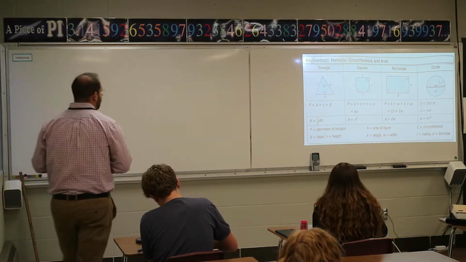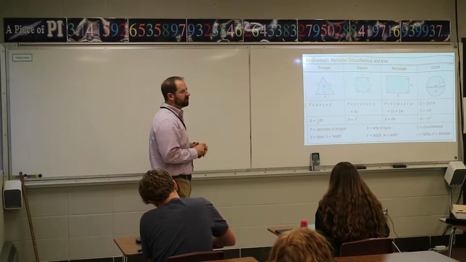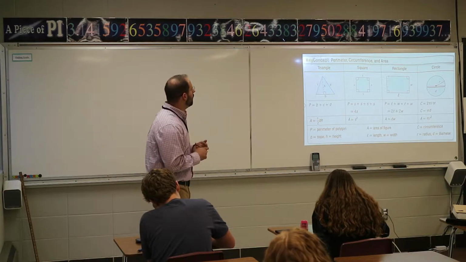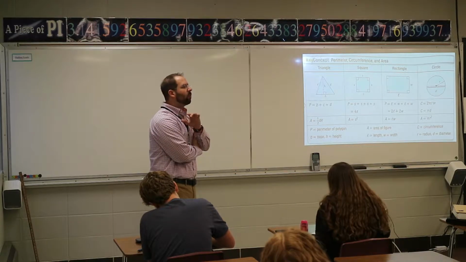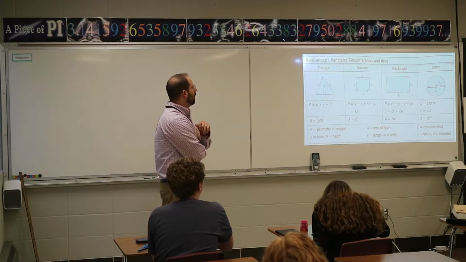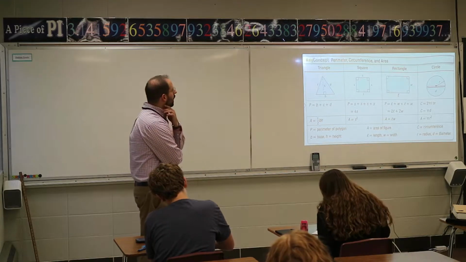Okay, what you're looking at here are 4 different pictures. 2 of them I consider to be the same style. You have a triangle, you have some form of a rectangle. I know it has square up here. Squares are rectangles, by the way. They're just a special case of a rectangle. And then you have a circle.